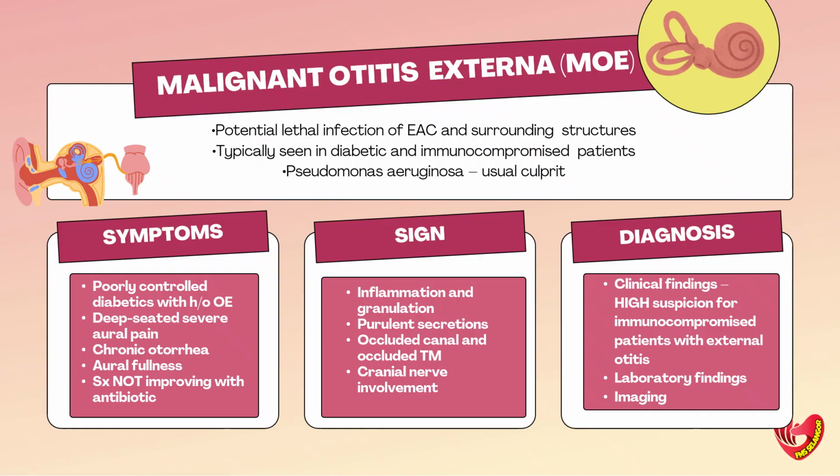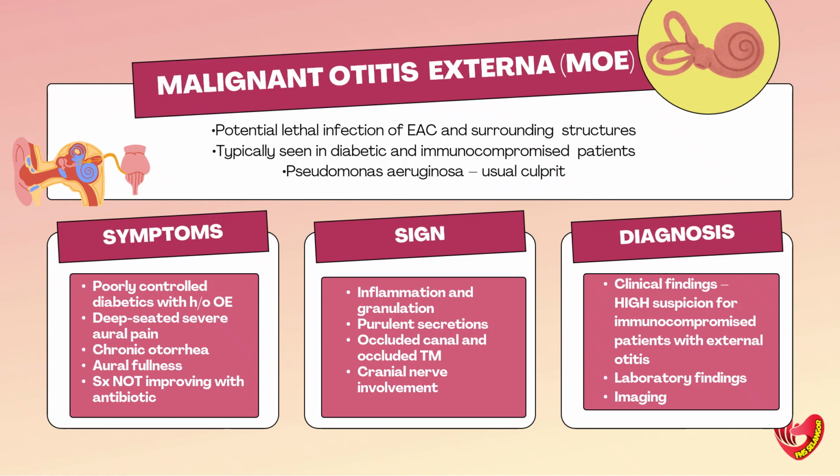One of the key indicators is that the symptoms do not improve with typical antibiotic treatment, which raises suspicion for a more serious infection. On examination, we may observe significant inflammation and granulation tissue in the ear canal. Purulent secretions are common, and the ear canal may be completely occluded, with the tympanic membrane also being obstructed. In more severe cases, there may also be involvement of cranial nerves.